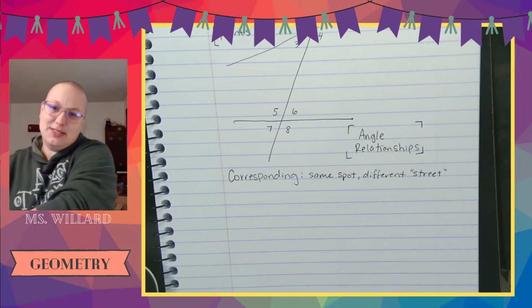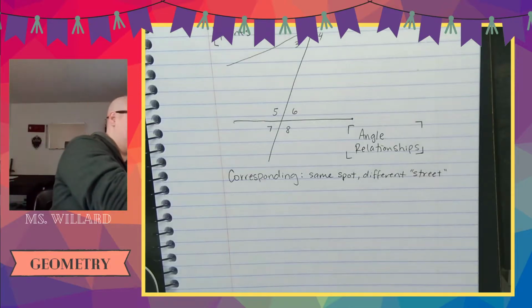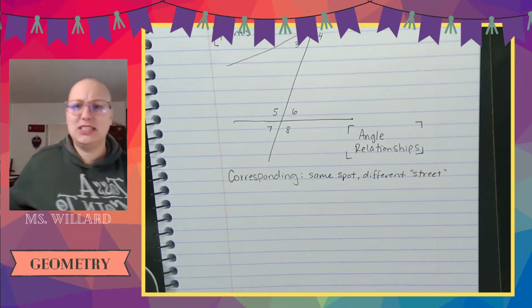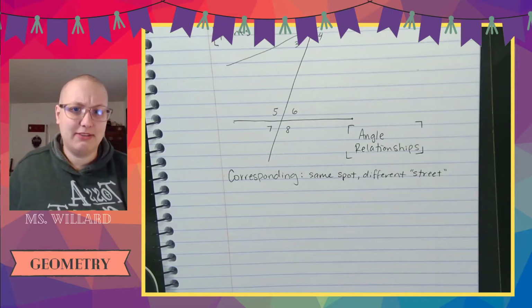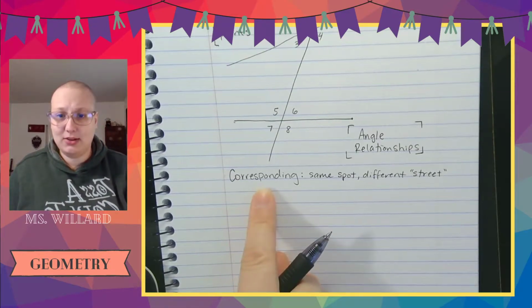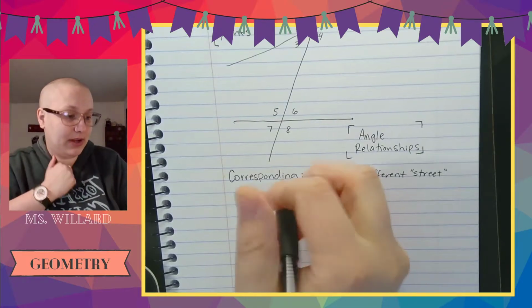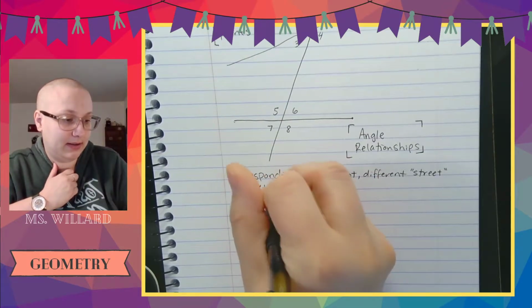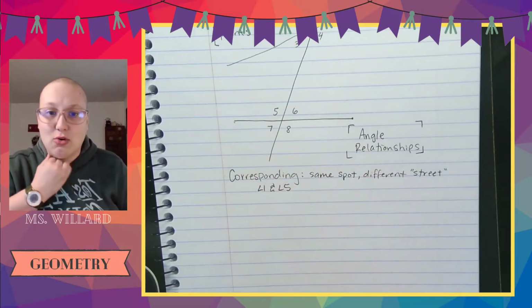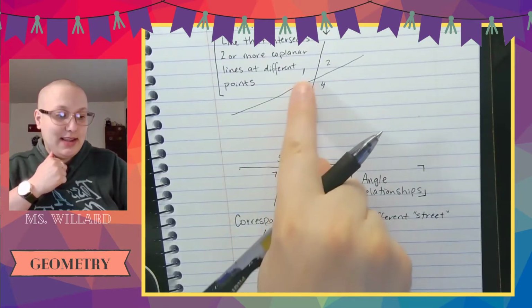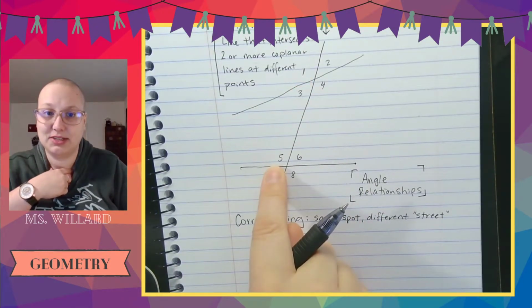These are all angle relationships, but I didn't want to write the word angle every single time. Nobody has that kind of time in their life. So corresponding angles are houses that are on the same spot but on a different street. So here are my options. Angle 1 and angle 5 are corresponding because they're in the same spot, but they're on a different street.